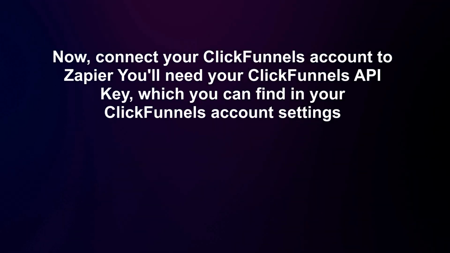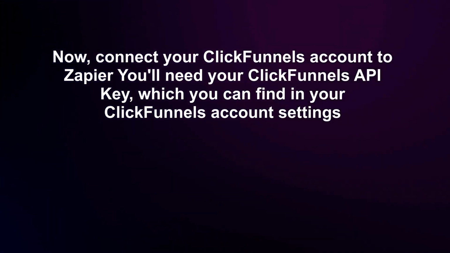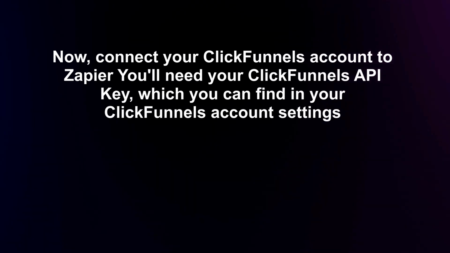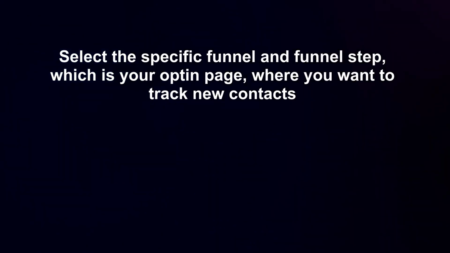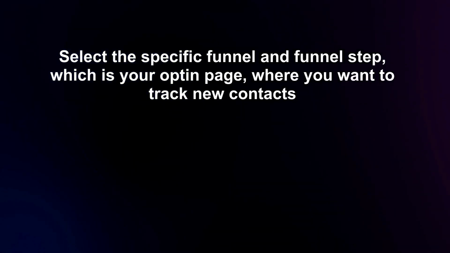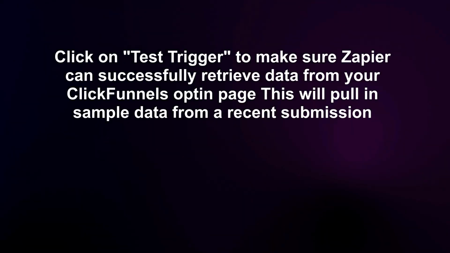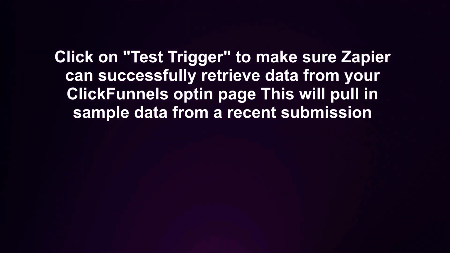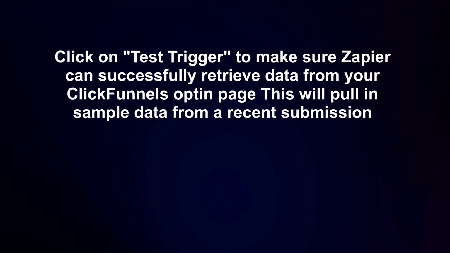Now, connect your ClickFunnels account to Zapier. You'll need your ClickFunnels API key, which you can find in your ClickFunnels account settings. Select the specific funnel and funnel step, which is your opt-in page, where you want to track new contacts. Click on Test Trigger to make sure Zapier can successfully retrieve data from your ClickFunnels opt-in page. This will pull in sample data from a recent submission.